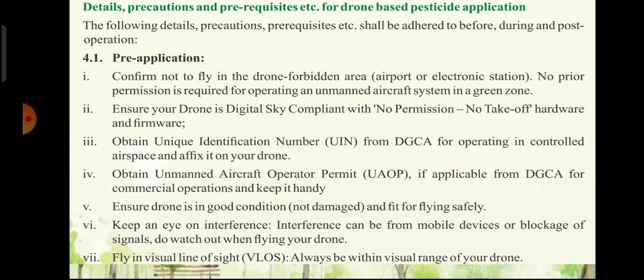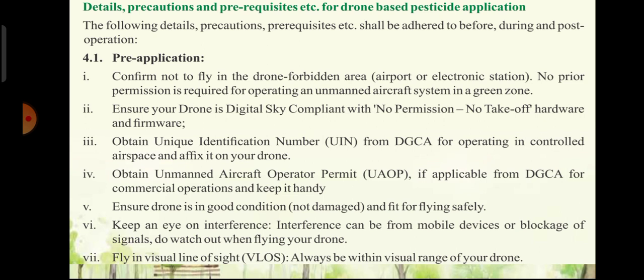No prior permission is required for operating an unmanned aircraft system in a green zone. Green zone means where agriculture is practiced. Again, if in the agriculture zone, farmhouses or people living areas are there, again we should take care of it. Ensure your drone is digital sky compliant with no permission, no takeoff, hardware and firmware. That means drone should be exclusively designed for the pesticide spray, like that.